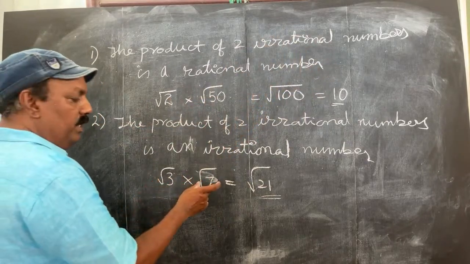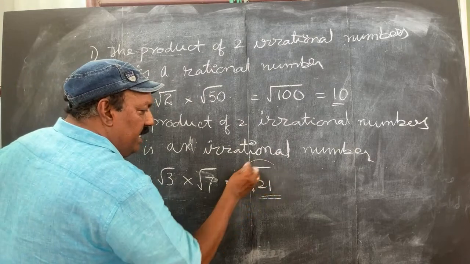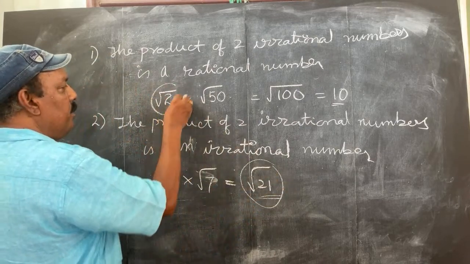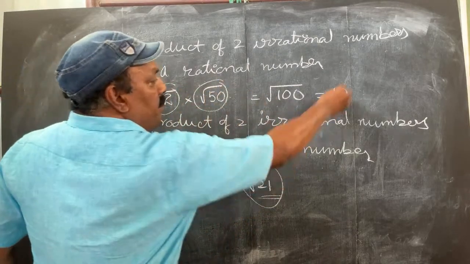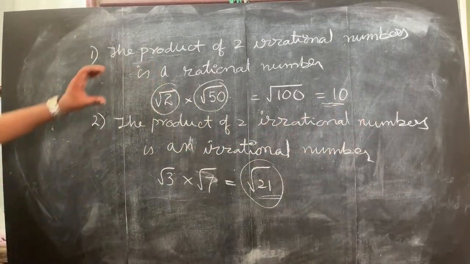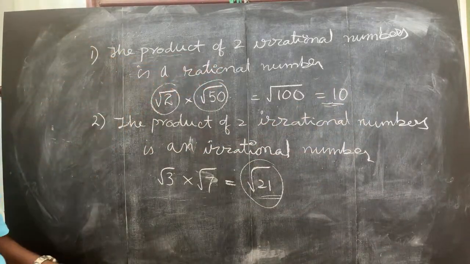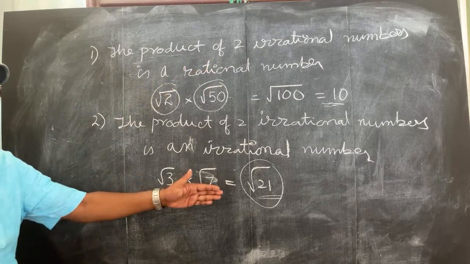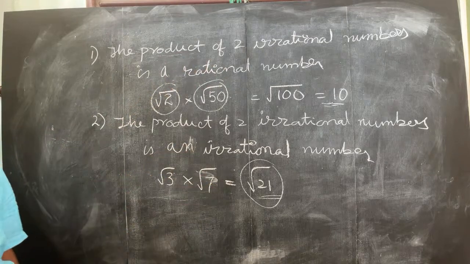Irrational number into irrational number, we are getting an irrational number only. And irrational number into irrational number, we are getting a rational number. In the first case, two irrational numbers bring a rational number. In the second case, two irrational numbers bring an irrational number.